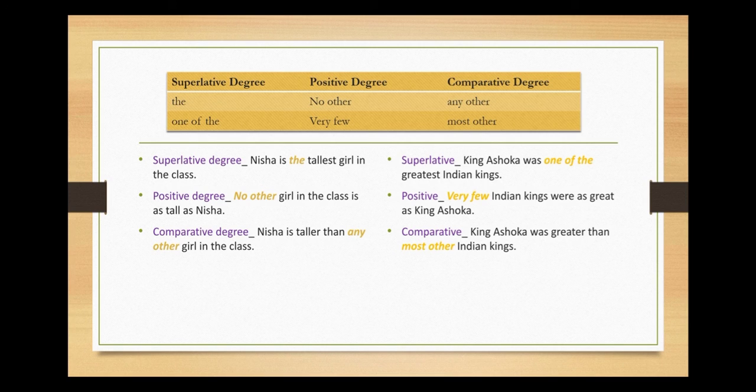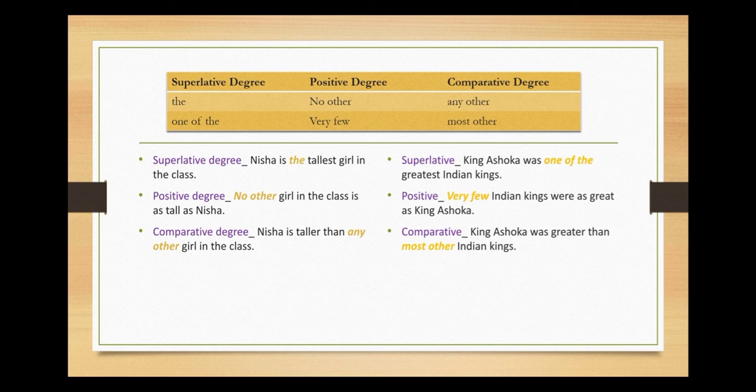One is sentence of "the" and the other one is sentence of "one of the". Now see the difference between these two types of sentences. In the first sentence it is said that Nisha is the tallest girl in the class. It means she is the only tallest girl in the class. In the second sentence, King Ashoka was one of the greatest Indian kings. It means there were many great kings in India and Ashoka was one of them. So we must know these different meanings so that we can use correct words while changing the degree.